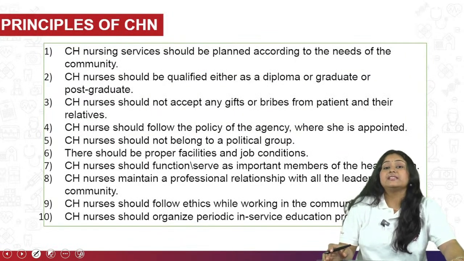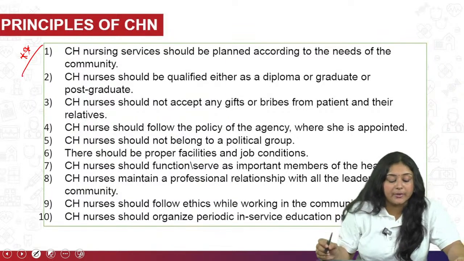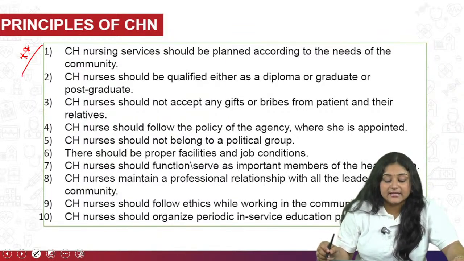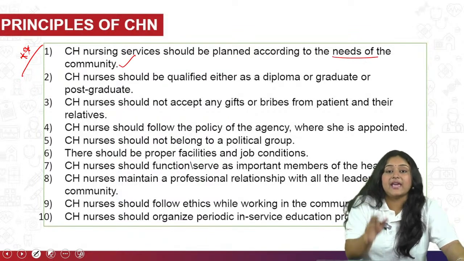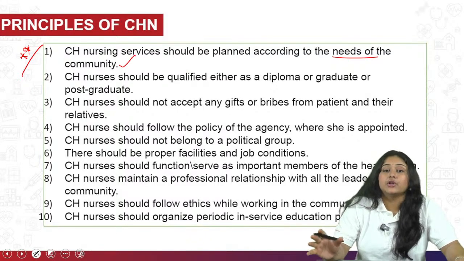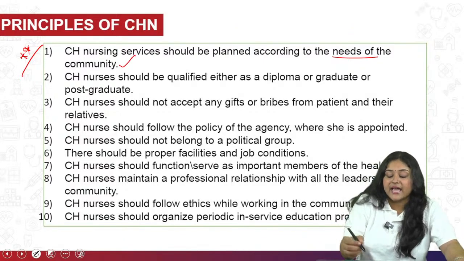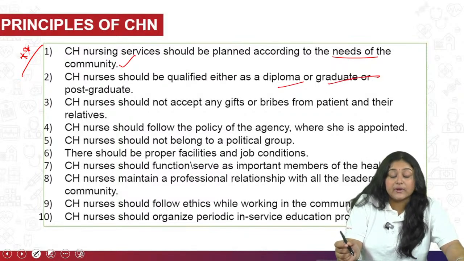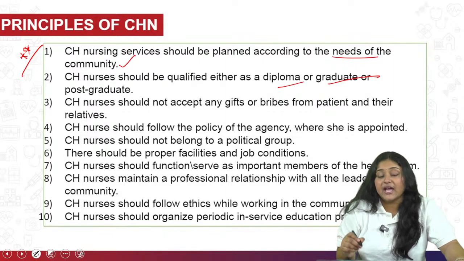Now come to the principles of community health nursing. That is also one of the most important topics. So first, community health nursing service should be planned according to the needs of the community, means based on the number of people, based on the disease conditions, and the trends of the disease condition. And the community health nurse should be qualified, either with a diploma, graduate or postgraduate degree, and that should be recommended by the INC.